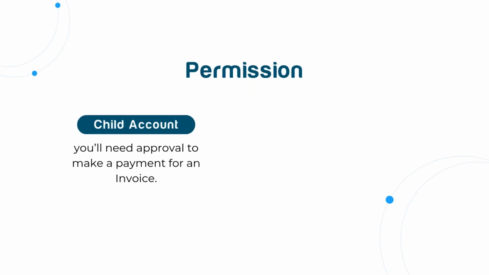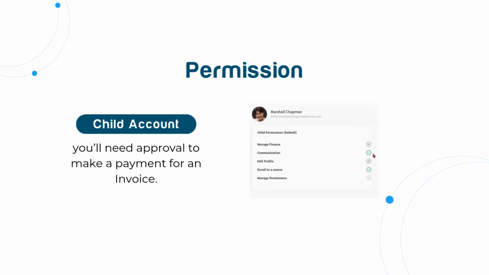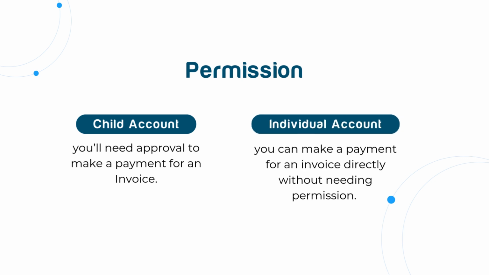For a child account, if your account is linked to a parent account, you'll need approval to make a payment for an invoice. Requests must be made through the parent portal. For an individual account, you can make a payment for an invoice directly without needing permission.